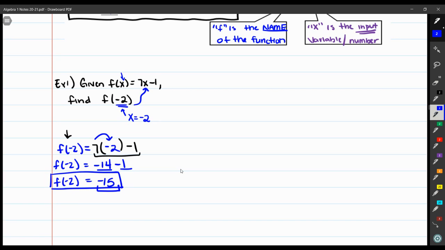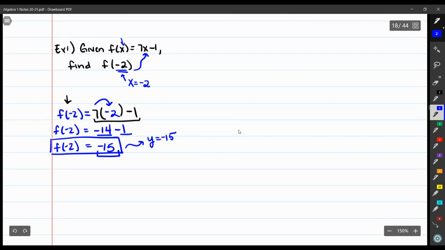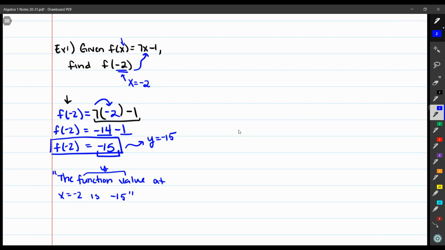Now, remember how I said f of x is the same as y? What you've really just found is that y is equal to -15. The f of -2 is just the more mathematical way to write the answer. So here's what this actually says. This says the function value, and when I say function value, we mean y value, at x equals -2 is -15. That's what that means. The function value at -2 is -15. So our solution to f of -2 is -15.